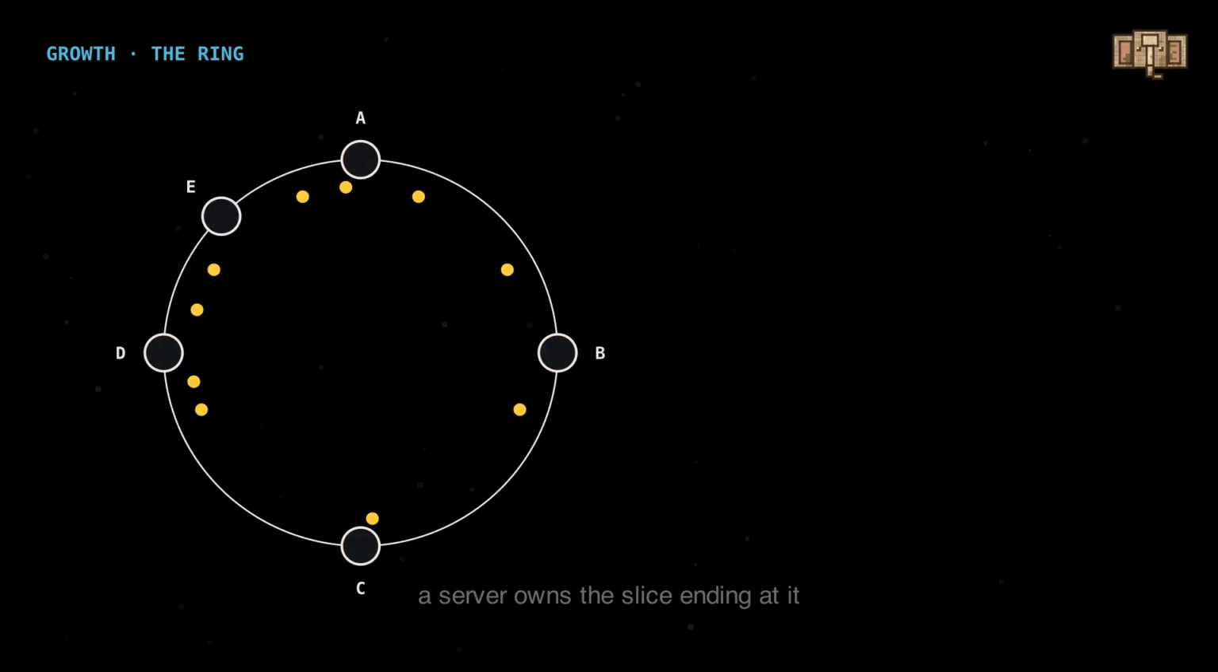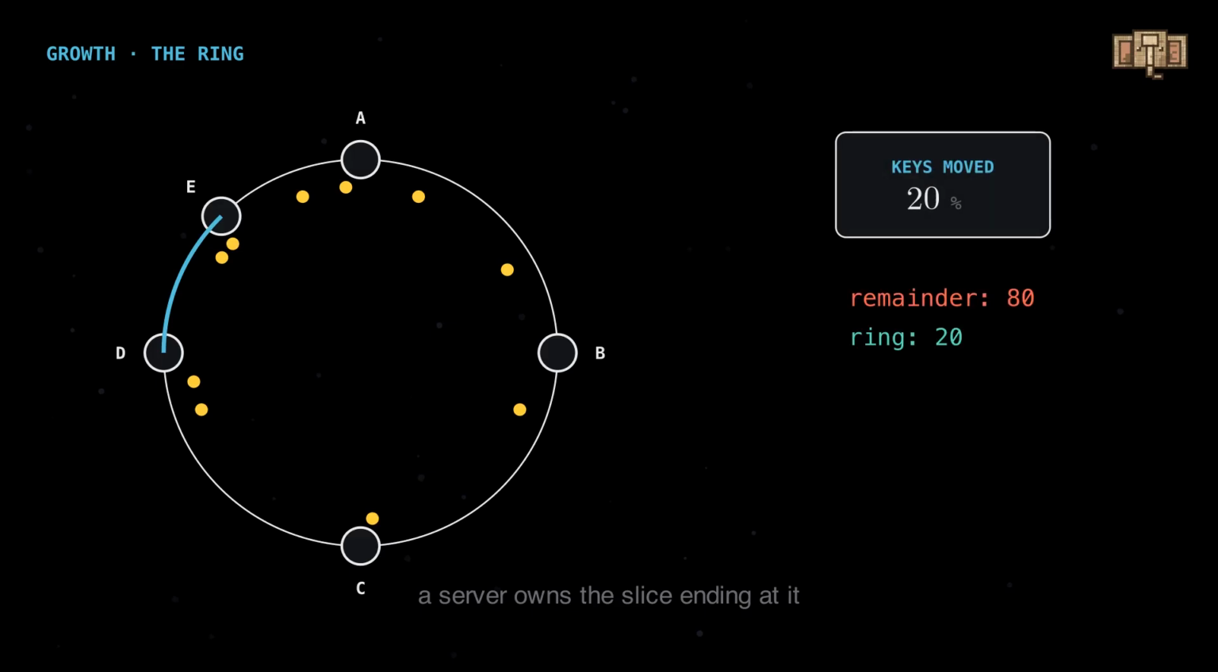Now the magic. Add a 5th server. It lands on the ring and it claims only the arc between itself and its neighbor. Exactly the keys on that slice rehome. This one. And this one. Everyone else never moves. 2 keys out of 10. 20% against the 80 we just watched.